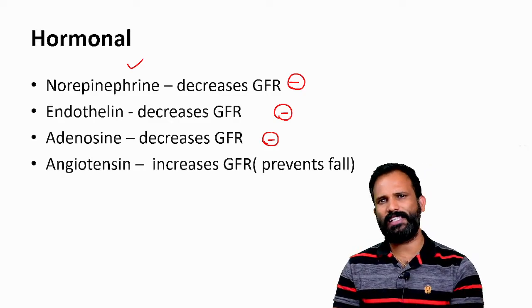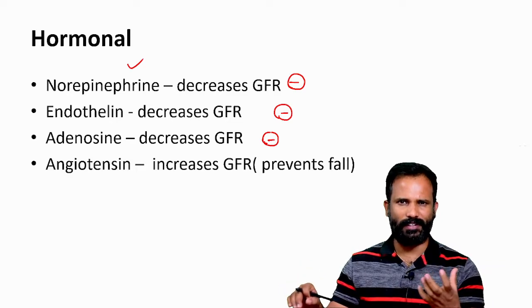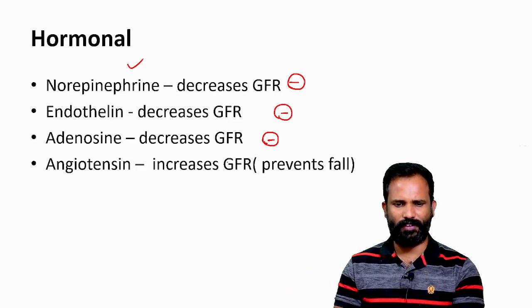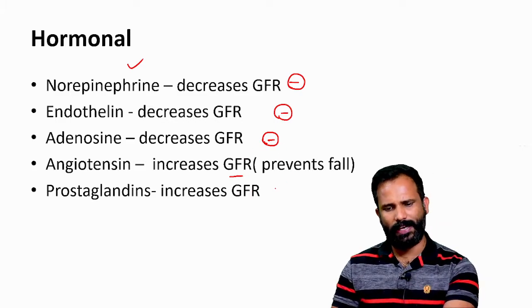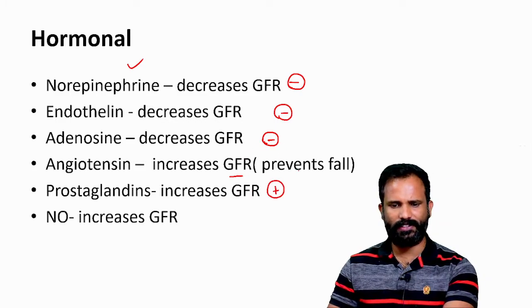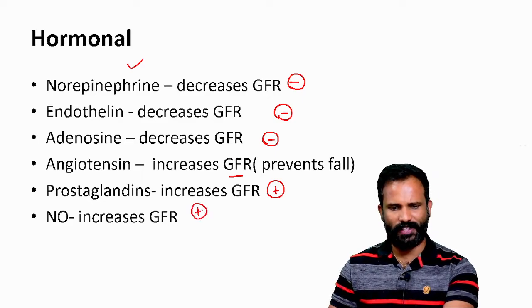Angiotensin usually is a vasoconstrictor, but more of an efferent constrictor than afferent. So that favors GFR, so it increases the GFR. Prostaglandins, again dilators, so increase GFR. Nitric oxide increases GFR because it is a vasodilator.